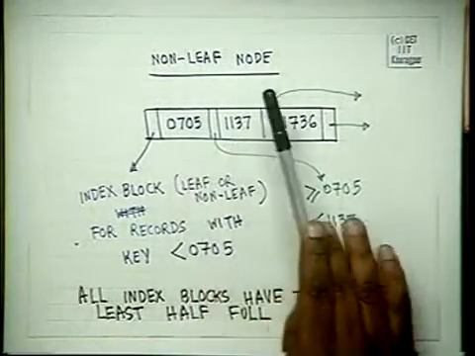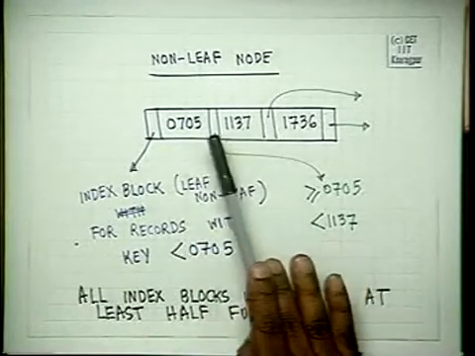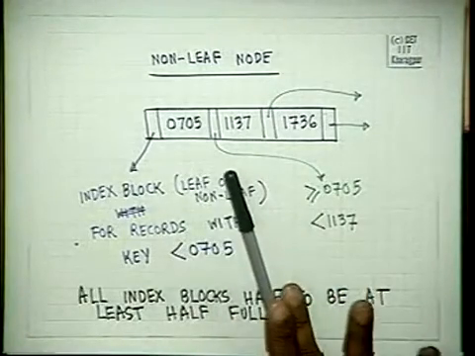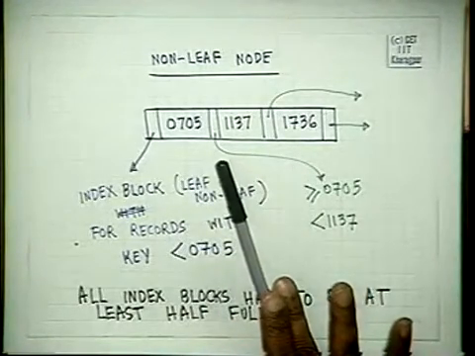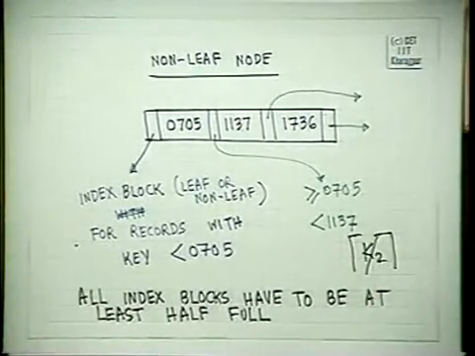If I have 3 pointers, then I cannot have 2 pointers to be null. I can have only 1 pointer to be null in the worst case. Either all 3 pointers will point to valid blocks, or at least 2 pointers will point to valid blocks. So if I have k pointers, then at least ceiling of k by 2 pointers must point to valid blocks.